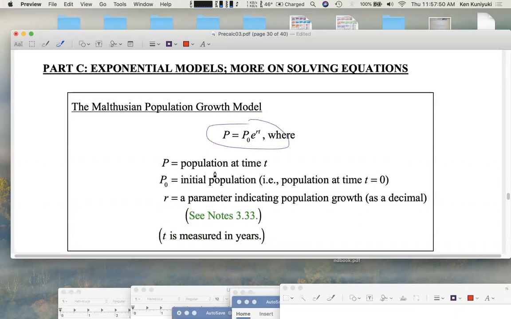All right, so P is the population as a function of time t. P naught is a constant, the initial population, at time t equals 0. Remember, if t equals 0, this e to the 0 is 1, and we just get P equals P naught. R is a parameter indicating population growth as a decimal. I'll have some comments about this in just a moment. I will say that if population is growing at 3% a year, we can basically say that R is about 0.03, but there is a discrepancy. I'll discuss that later. We assume t is measured in years.